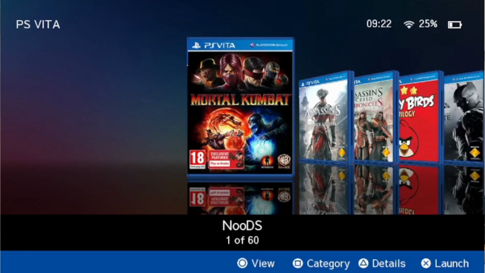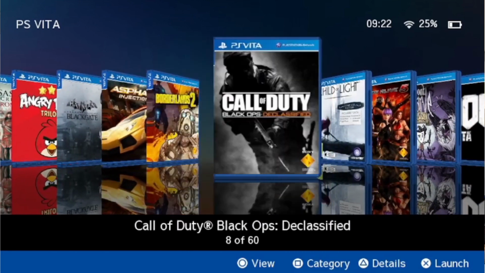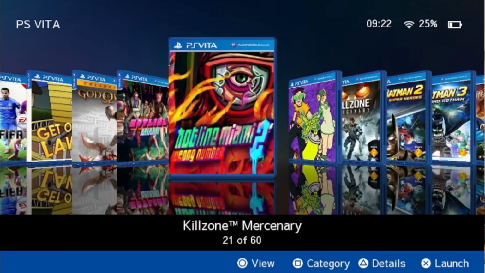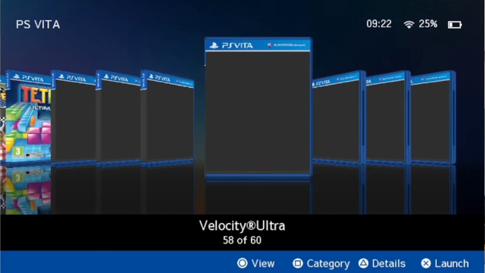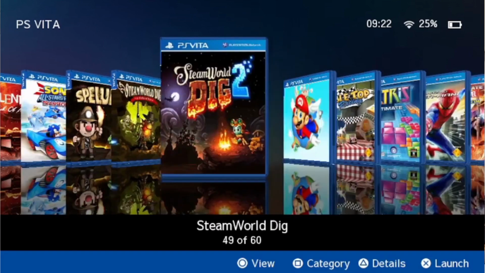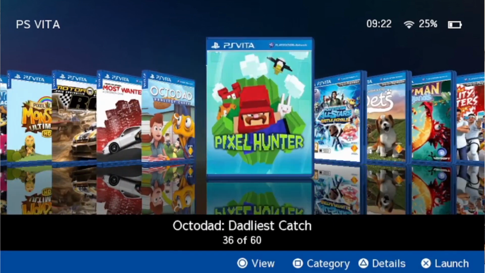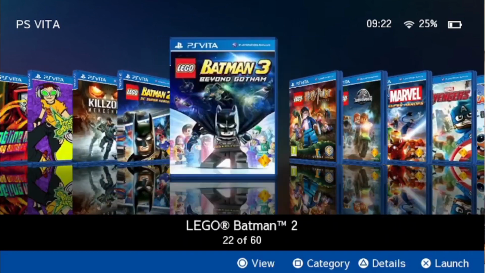So I'm now going to load it up here. There we go, and it just brings that whole sort of cover flow idea to the Vita, and as you can see, you can just go through each game and scroll through, and it's far more intuitive than what Sony was giving.